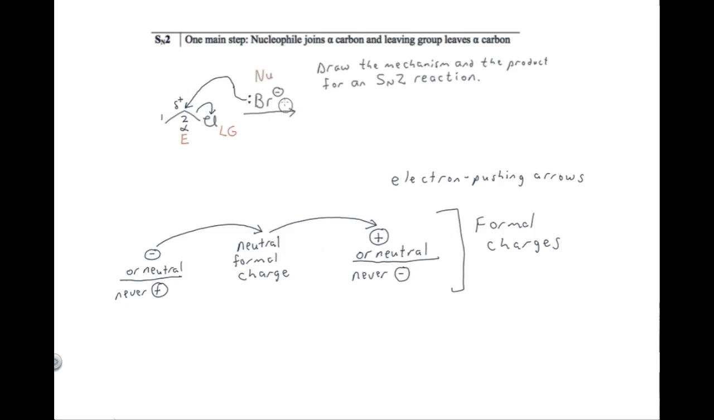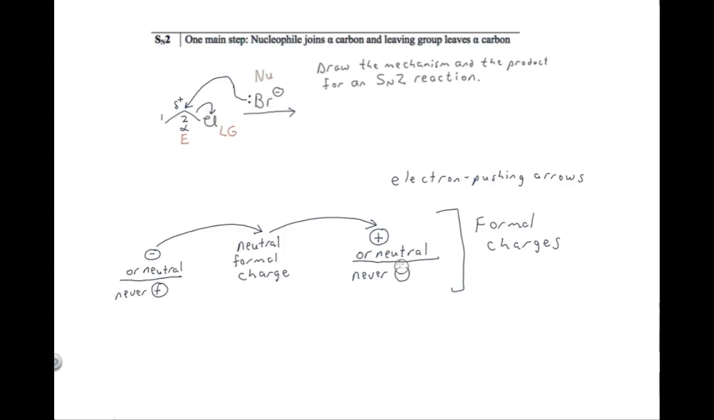Now notice that none of these atoms had a positive formal charge. Oftentimes it would be best to put an atom with a positive formal charge at the end of the series of arrows. But because none of these atoms had a positive formal charge, we did the next best thing and we put a neutral atom at the end of the series. Of course, we know this atom has a delta negative, but this is about formal charges. We put an atom with a neutral formal charge at the end of the series of arrows.